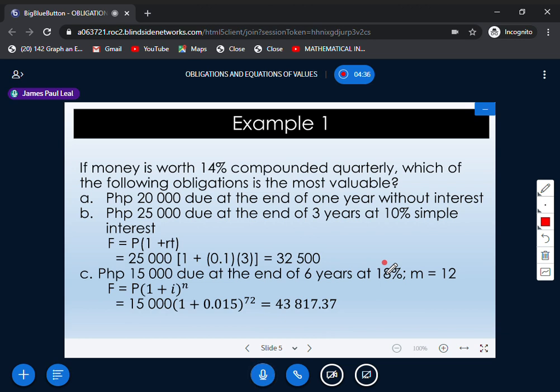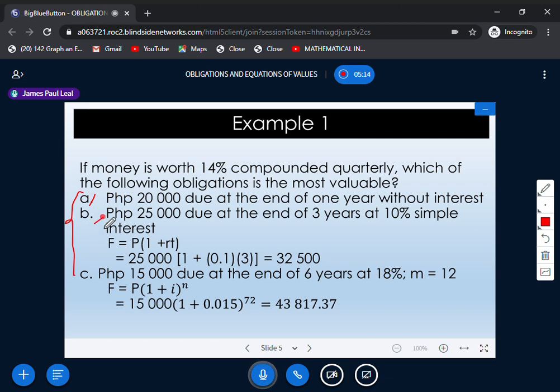Let's have example one for you to understand more about the concept of obligation. Let me read this to you. If money is worth 14% compounded quarterly, which of the following obligations is the most valuable? We have three conditions, and we are looking for the most valuable obligation. For condition number one, we have 20,000 due at the end of 1 year without interest. This will serve as your final amount. That's the first condition.